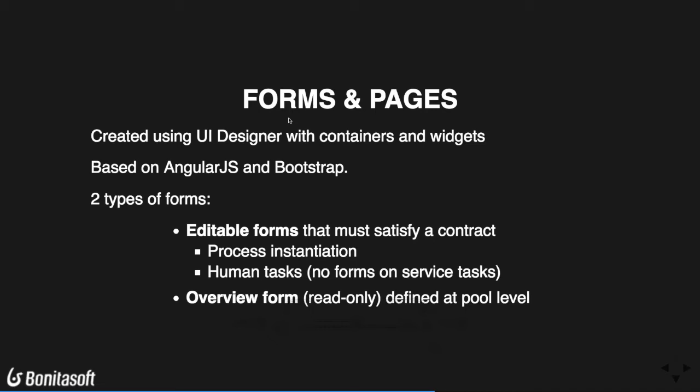So either an instantiation form will be used to instantiate a new case. A task form will be used to execute a task. Where a page is not linked to a specific process, it will be used more in an application. So an application can still integrate forms within a page, or you can integrate action buttons that will interact with a process, but it's not linked directly to a process. So that's the main difference.